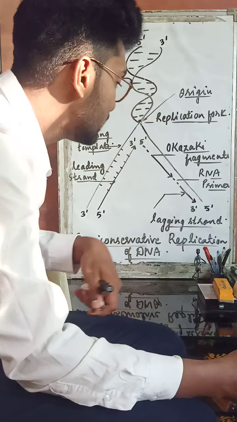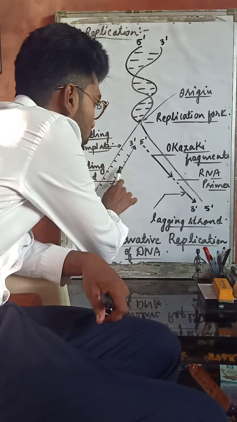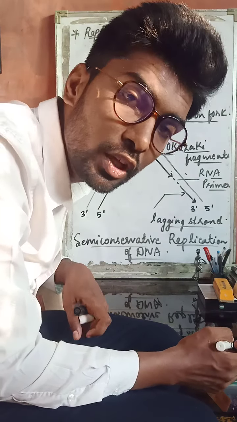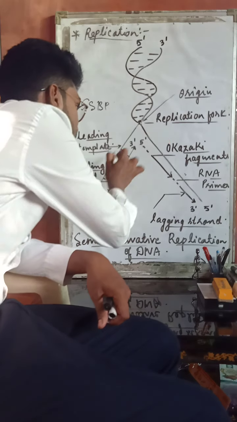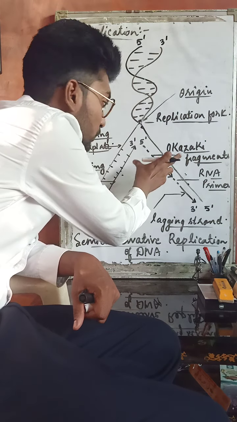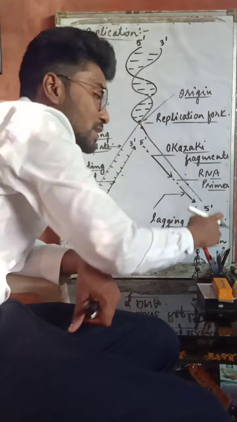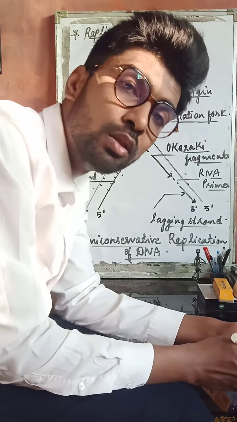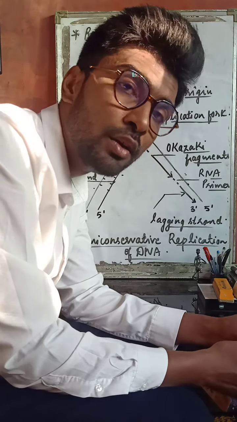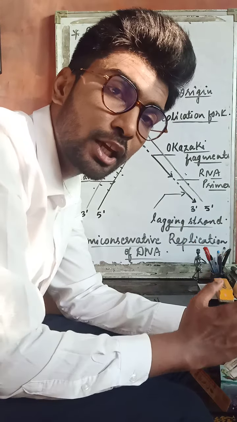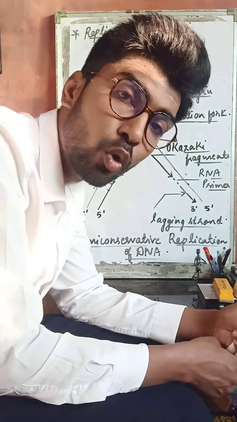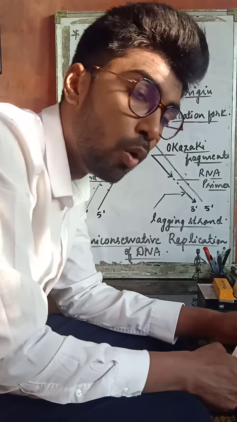So I can conclude that there is a formation of a daughter DNA, or a new DNA molecule, from the separated old strand or the template strand. As there is a formation of a new daughter DNA molecule from the old separated strand of a DNA molecule, this method of replication is called semi-conservative replication of DNA, right?